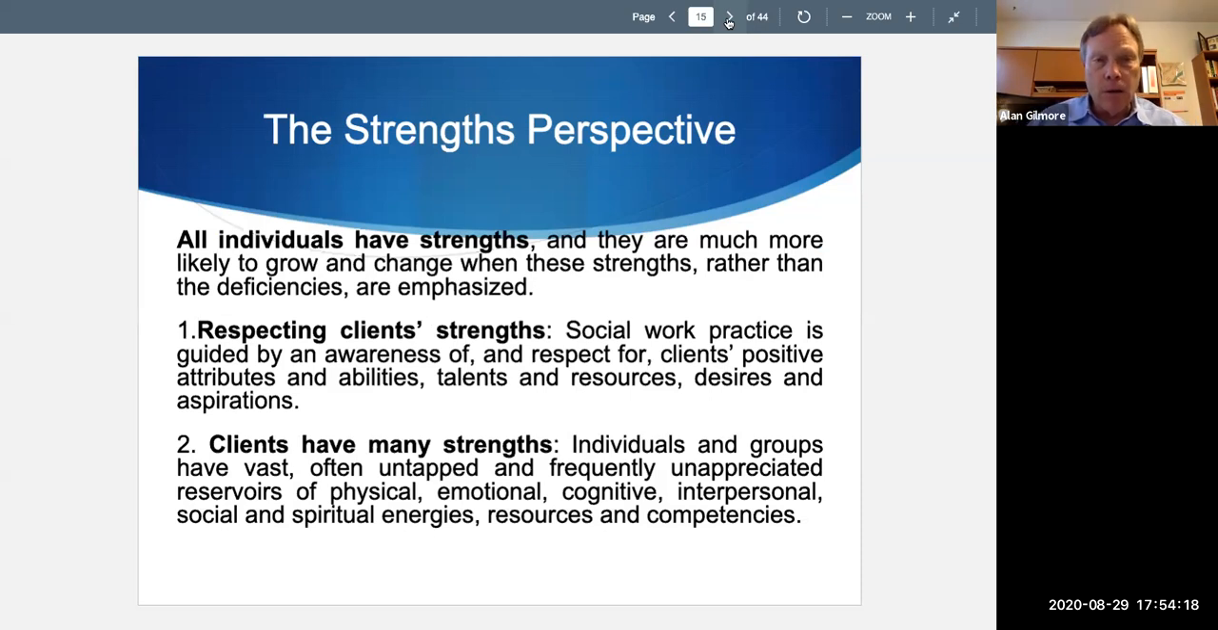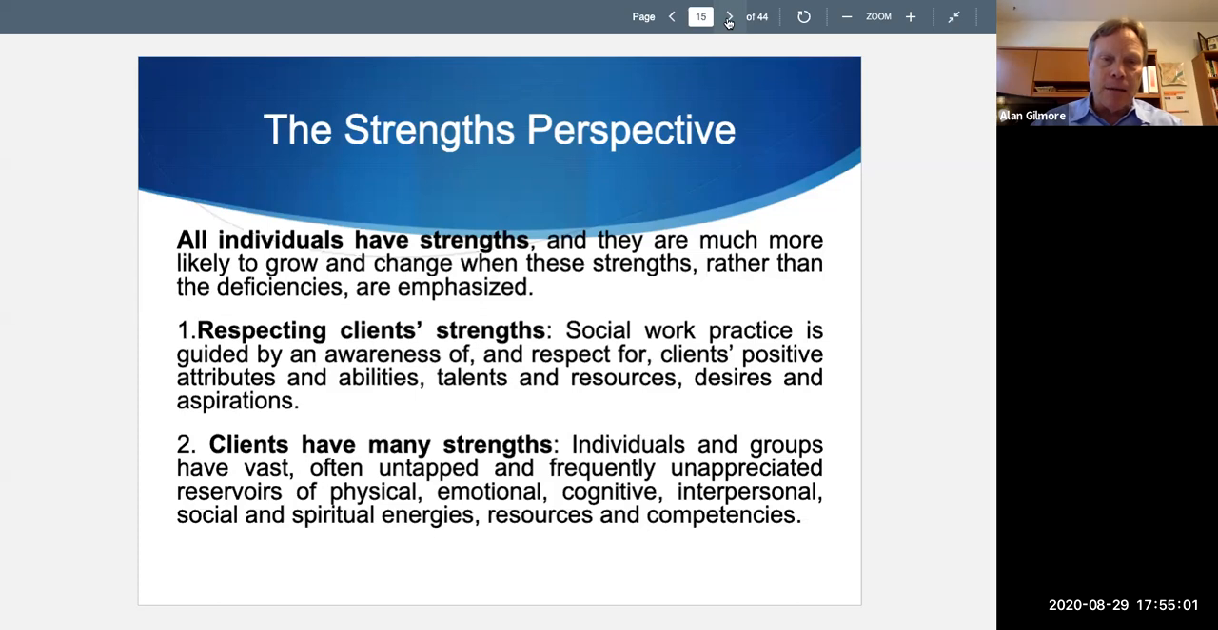So we want to recognize that all individuals have strengths, that they are much more likely to grow and change when these strengths are identified rather than when deficiencies are emphasized. The thing that's amazing about the strengths perspective also is the more people use it, the more they're able to do that self-identification of what it was that resulted in them making the change in their life that they wanted to make and successfully accomplishing it. They can go back to that. That's an ever-filled well in terms of they can always go back to that again and again and again and be able to use those concepts and those ideas over and over.